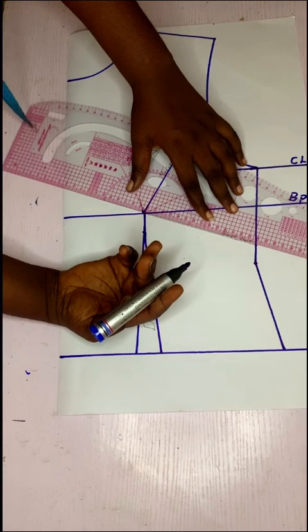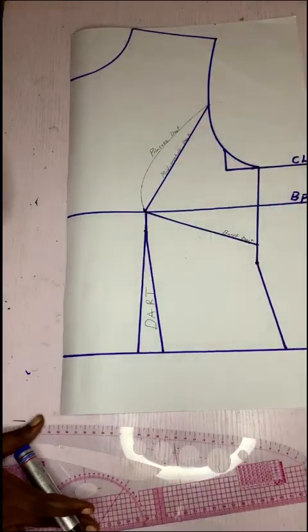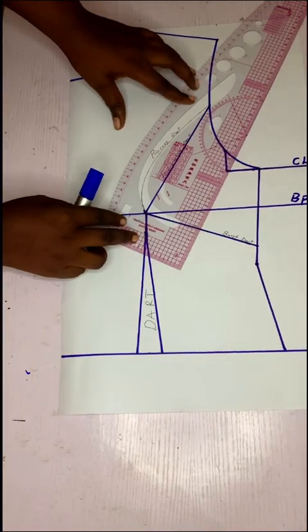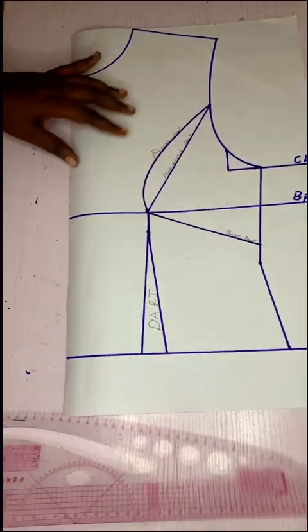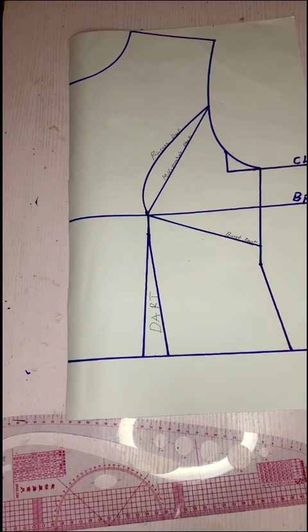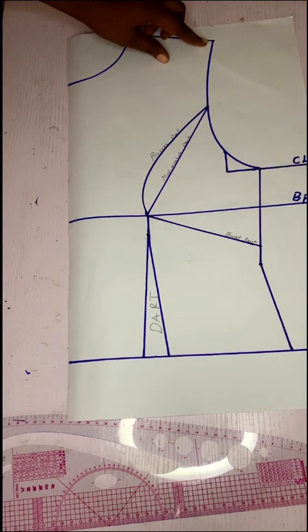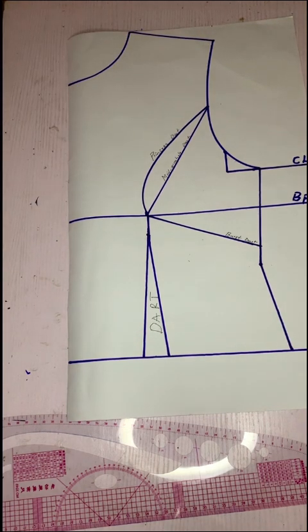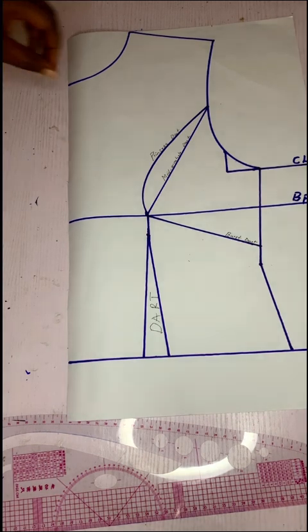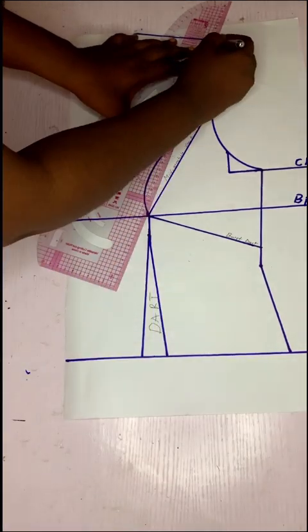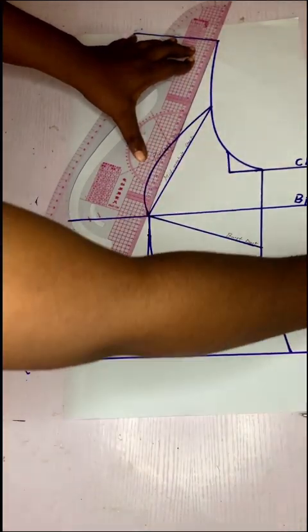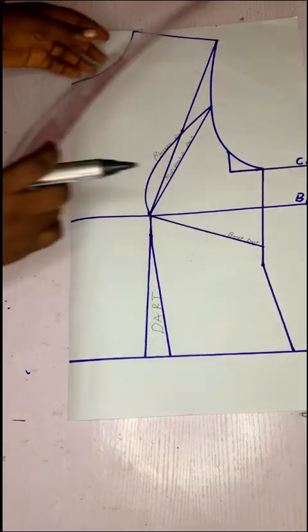Okay, so the next one, first of all, I'm just going to highlight the ones that we've already done. I'm just going to use my marker to highlight them so they come out looking clean. So after we've done that, the next we're going to work on is the shoulder tip dart. So this one is not very common. Most people only use it when they want to make some intricate patterns and all that.